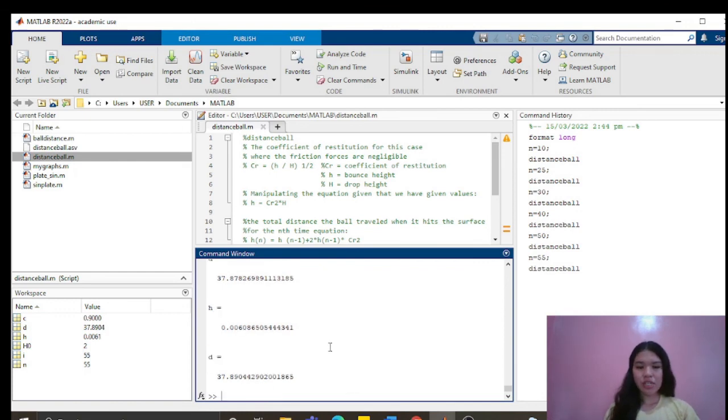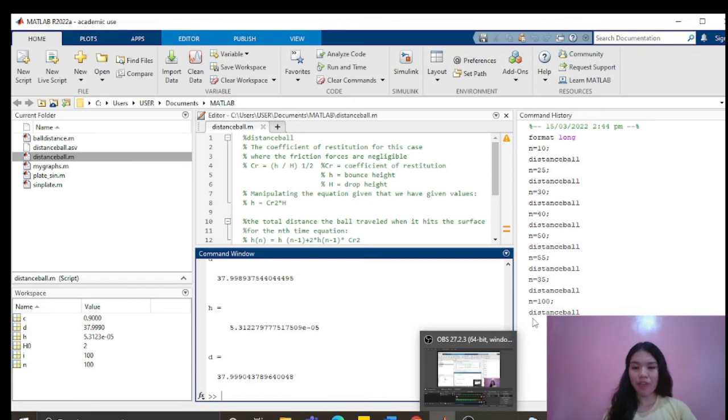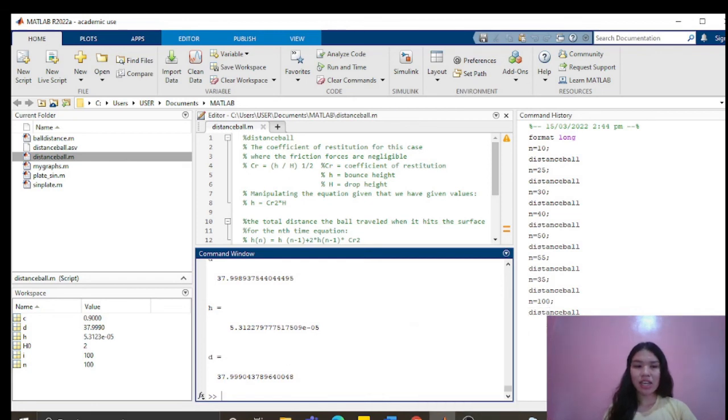It's still 37.8. So by trial and error, I came up with approximately 35 bounces before the total distance, which is 37, stopped changing. Therefore, it concludes that the number of bounces is 35 and the total distance is 37. And that would be all.